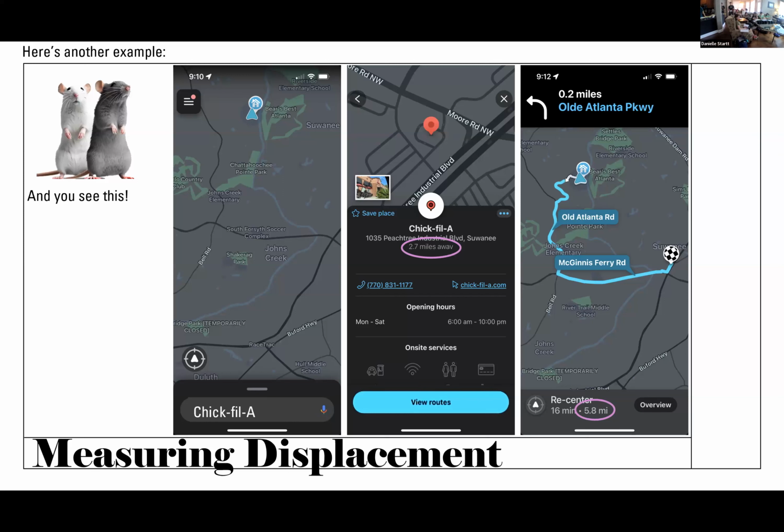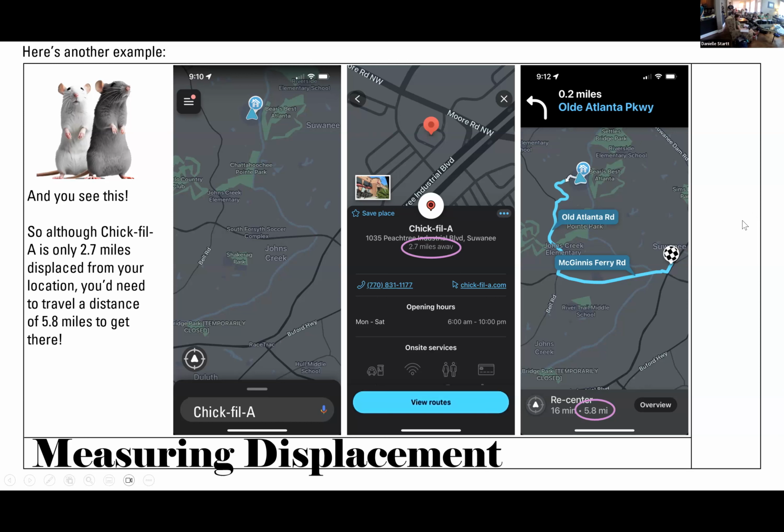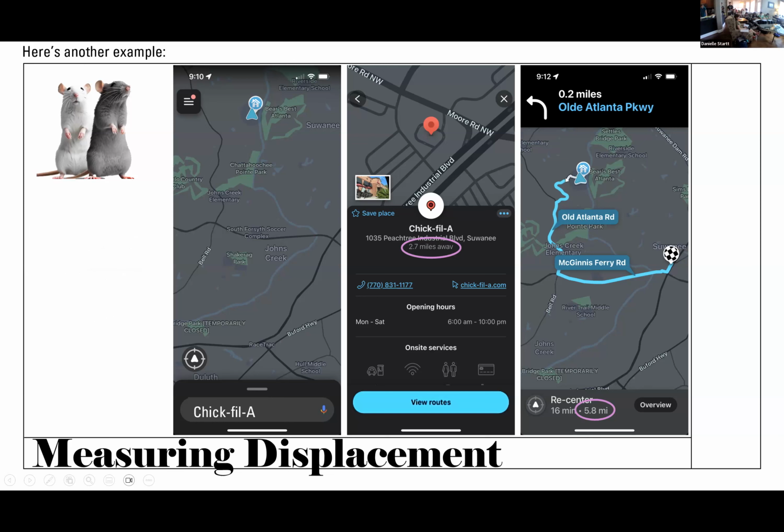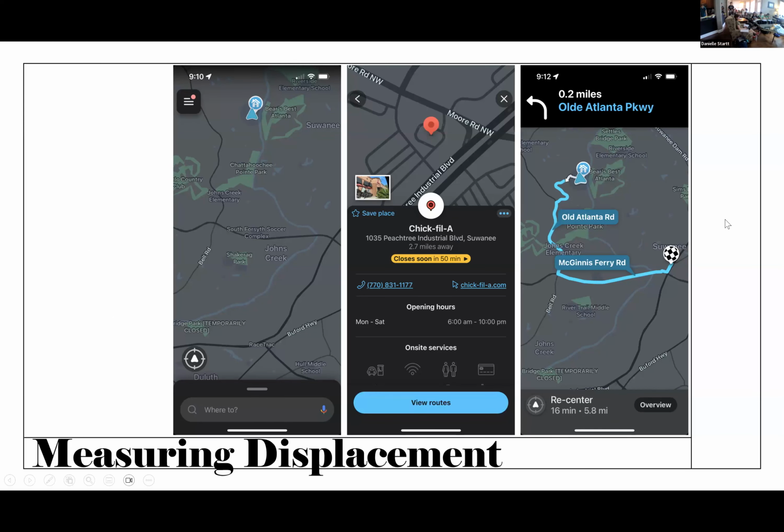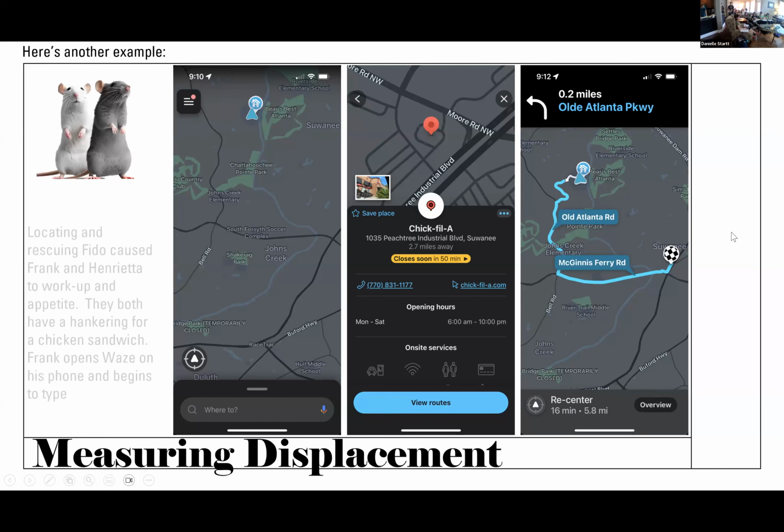Which is typically going to be longer, your displacement or your distance in most cases like this? Yes, Xander. Yeah, your distance is typically going to be longer because you have to make your way around things usually. All right. So although it's only 2.7 miles displaced from your location, it's a 5.8 mile distance. That kind of ruins stuff. You don't want that, man. You want to get there fast. So if it closes in 50 minutes, then you better get a move on.